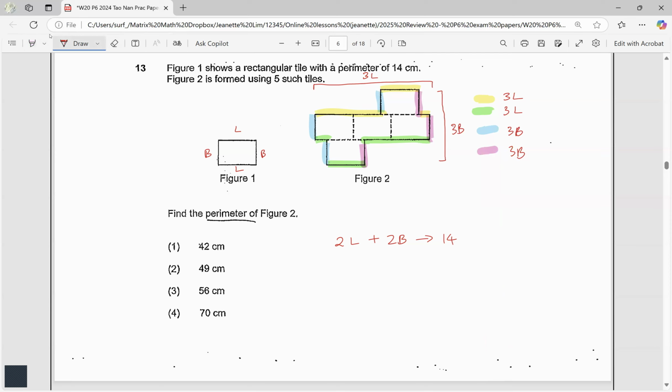So the total that I'm looking for will be 6L and 6B, which means that I have to multiply by 3. So 14 times 3 is 42, and that is the perimeter of the figure. So answer option 1.